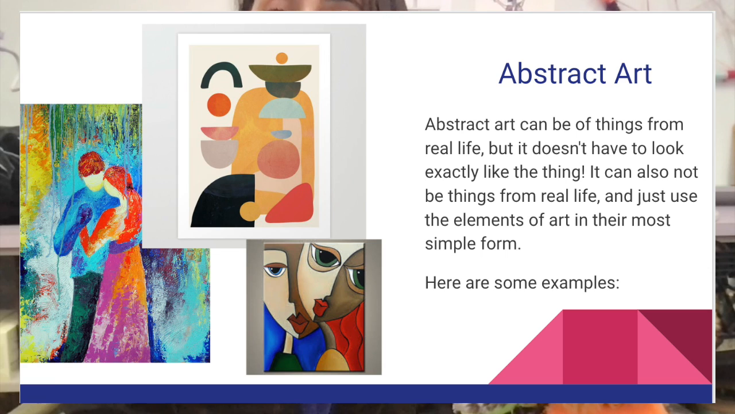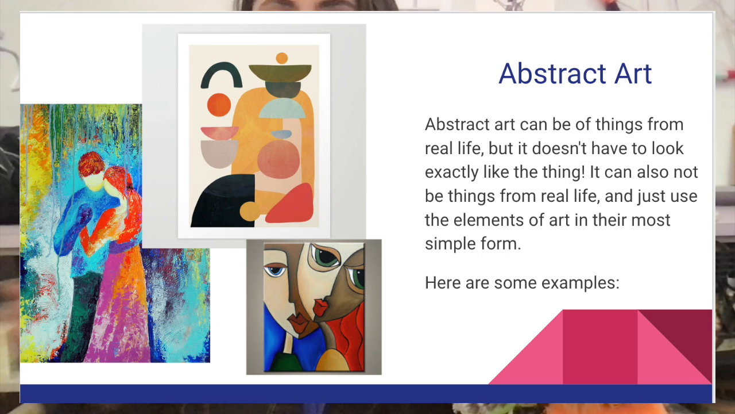So then there's abstract art. So abstract art can be of things from real life, but it doesn't have to look exactly like the thing. So if you're drawing a picture of your kitty or of your dog, you don't have to make it look exactly like them. You can change their color, or you can make their eyes bigger than they are in real life, and so on. It can also be things not from real life, and just use the elements of art in their most simple form.